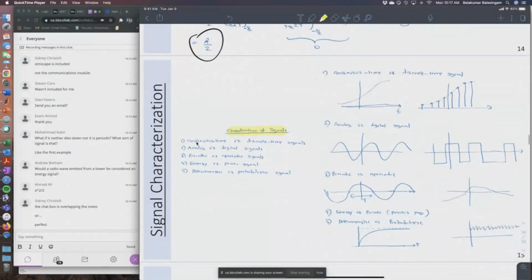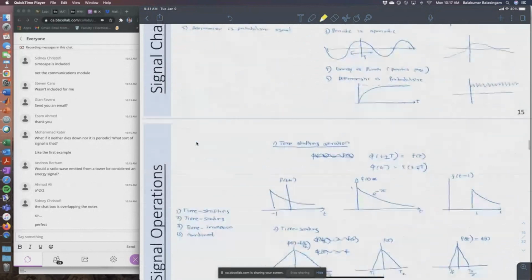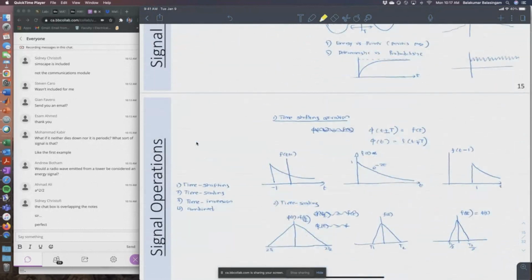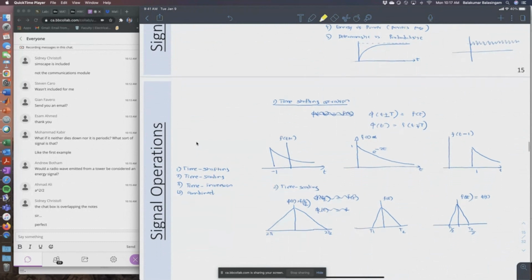So he talked about the classification of signals in the video. I'm going to combine all these videos and put them at the top of my lecture note file, so that when you're reviewing, you will have the video.